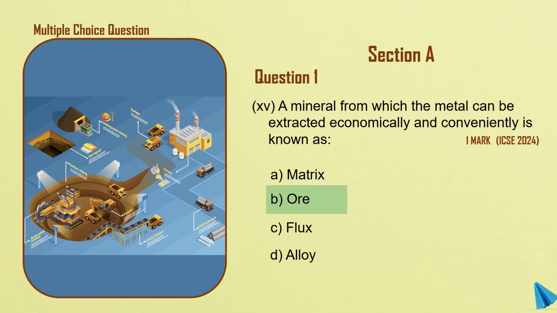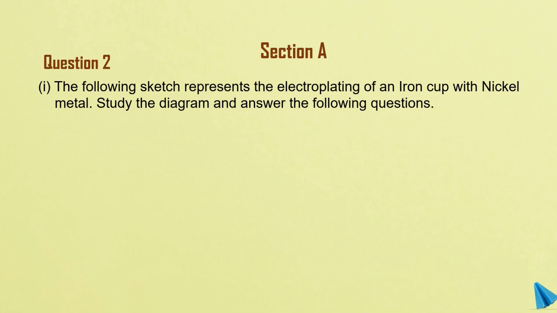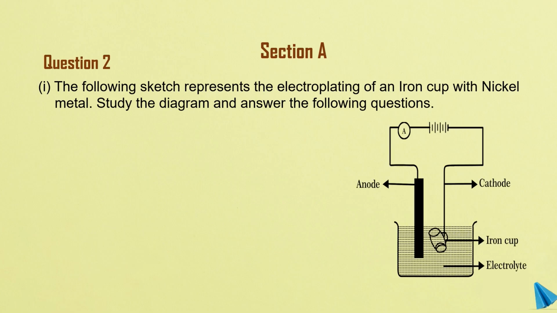The first 15 questions were based on the MCQs, and now we are going to move on to section B, question number 2. In question number 2, this is the first question. The following sketch represents the electroplating of an iron cup with nickel metal. Study the diagram and answer the following questions. So the diagram is given to us and some questions will be asked. We are supposed to answer those. This question is asked for 5 marks.